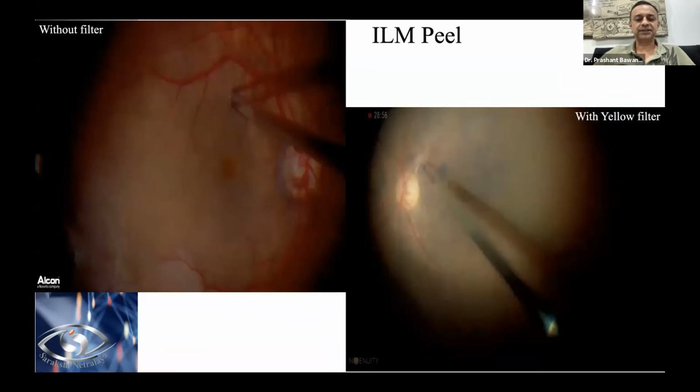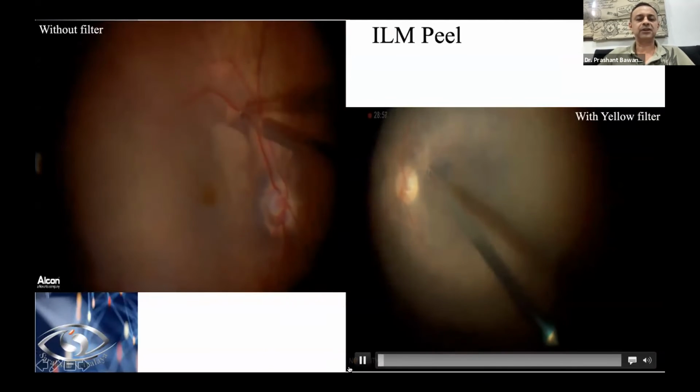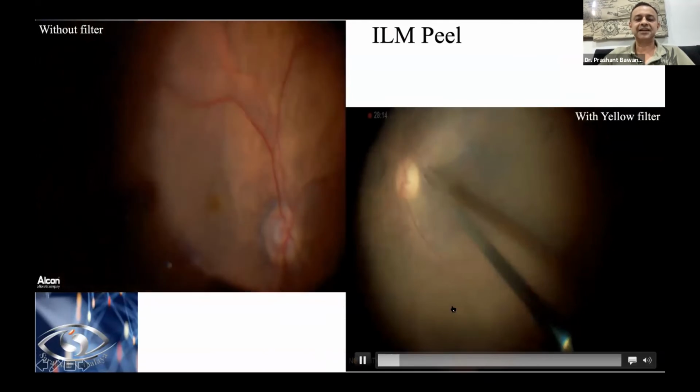Color filters are definitely another blessing. When you have severe choroidal sclerosis, many times, in spite of staining, you cannot see the ILM so well.